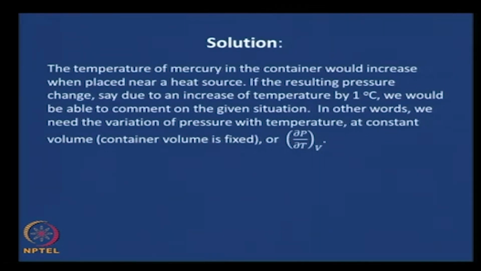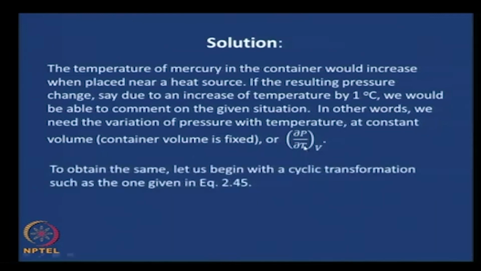In other words, look at this. This is what we need. We need the variation of pressure with temperature. We said we would like to know the resulting pressure change due to an increase of temperature by 1 degree C. And in terms of mathematics, we need to know the variation of pressure with temperature at constant volume, dou P dou T at constant V. This is the first thing you need to recognize. Let me go a little further before you can work things out, or you take time to work things out.